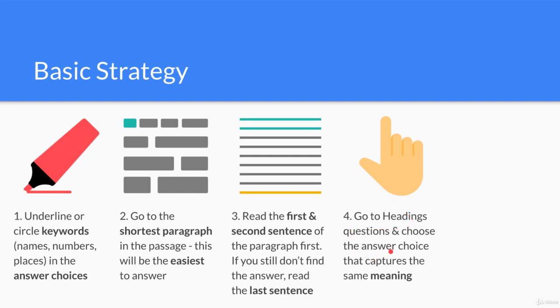Now, step number 4 is just to go to the headings questions, look at the answer choices and choose the answer choice that captures the same meaning. So you underlined certain keywords in the answer choices, and now you are looking for those keywords and synonym language in the shortest paragraph, and you are reading the first two sentences, and maybe the last one if you still don't find the answer. But once you read these sentences and once you have the general gist of what the paragraph is talking about, then you just have to match the paragraph with the correct answer choice.